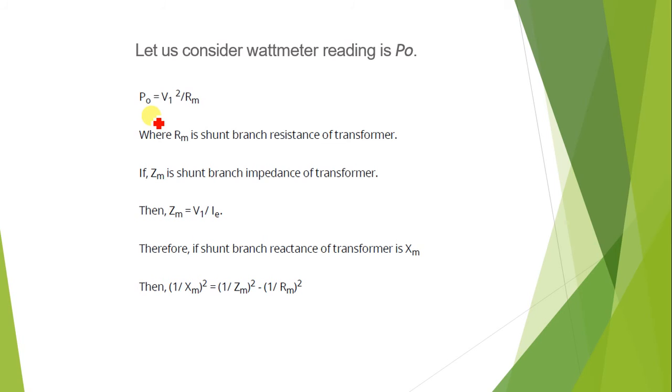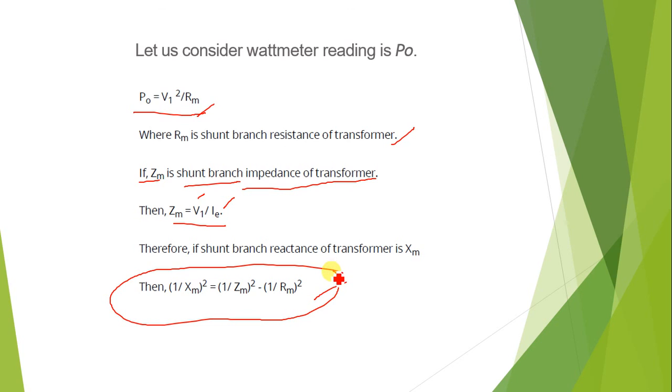Power, how to read out this wattmeter, is V square by Rm. Rm is the shunt branch resistance of the transformer, right? The power output is V1 square by Rm. Zm is the branch impedance of the transformer, that is V1 by IE. IE is the open circuit current, V1 is the input voltage. Then the total reactance of the transformer is 1 by Xm square equal to 1 by Zm square minus 1 by Rm square. This is the equivalent reactance of the transformer.